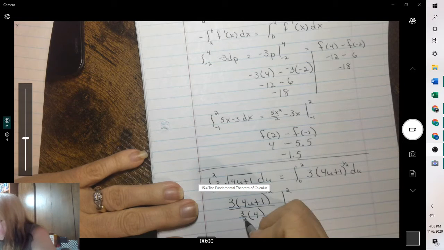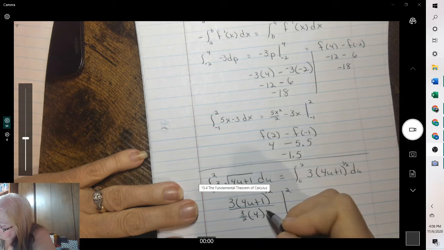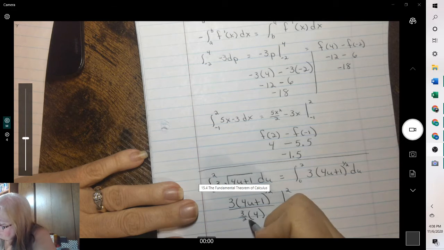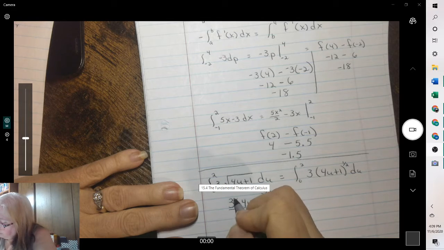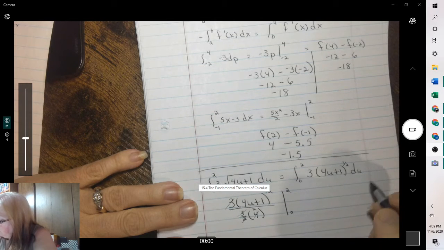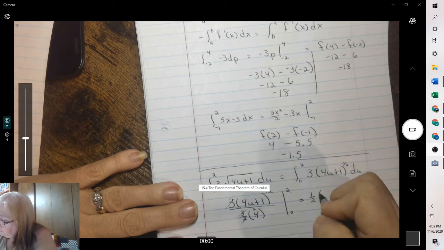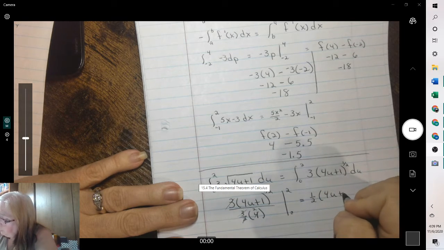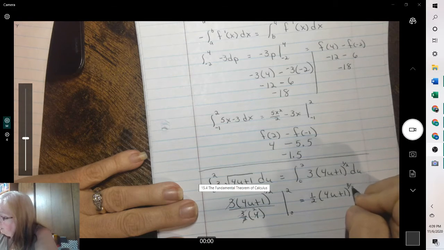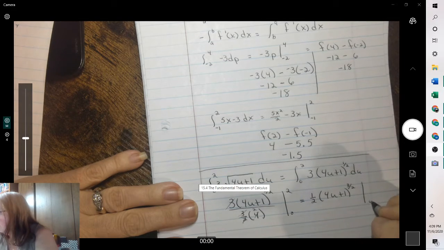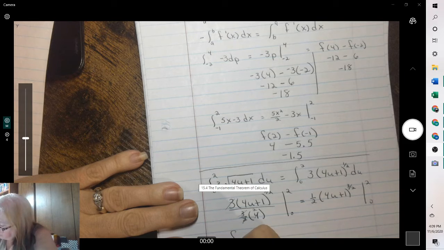Now if you want to simplify this, this 2 and this one, leave it a 2. And this 3 cancels with this, so I have a 2 in the denominator. 1/2 4u plus 1 to the 3/2 from 0 to 2. So I need f of 2 minus f of 0.